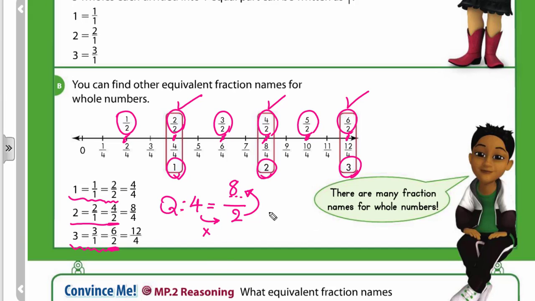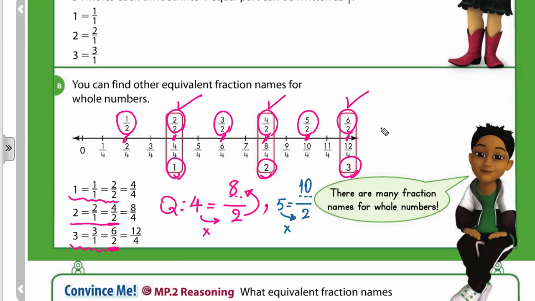Thank you, Amir. Okay, another one. I will ask about the 5. How many halves? I want someone else. Al Hassan, say your name first before you answer. Okay, Al Hassan? Yes, it's 10. Say your name before your answer. Excellent. So it's 10 halves.